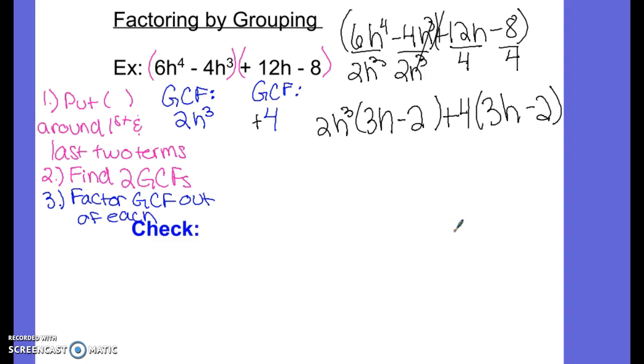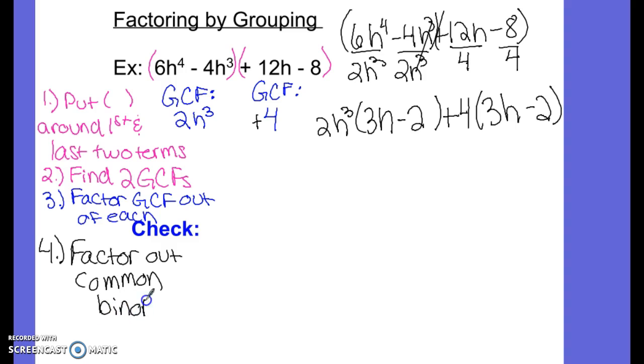So let's just read it out loud. 2h cubed times the quantity 3h minus 2 plus 4 times the quantity 3h minus 2, which our last step then is to factor out the common binomial. That's the whole reason you do it, is because you will get a common binomial, so you can factor it out. So now our GCF, it's almost like a new GCF of 3h minus 2.